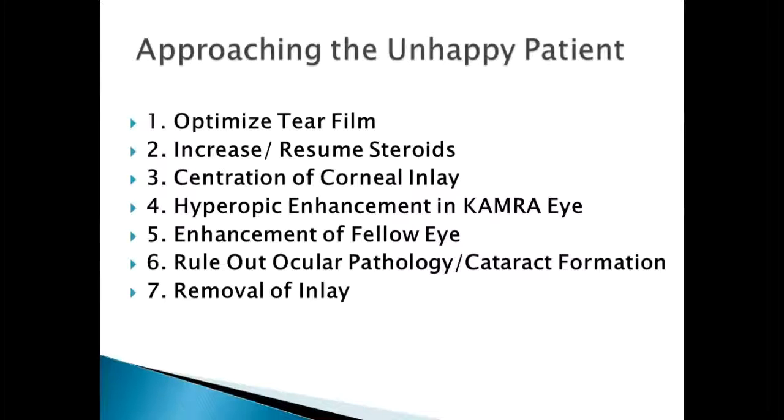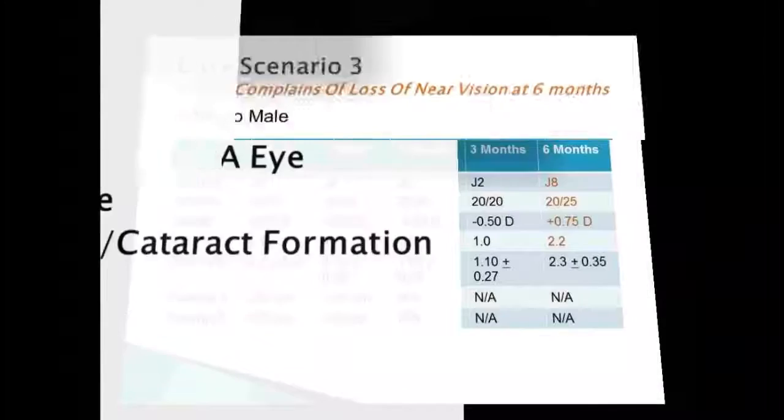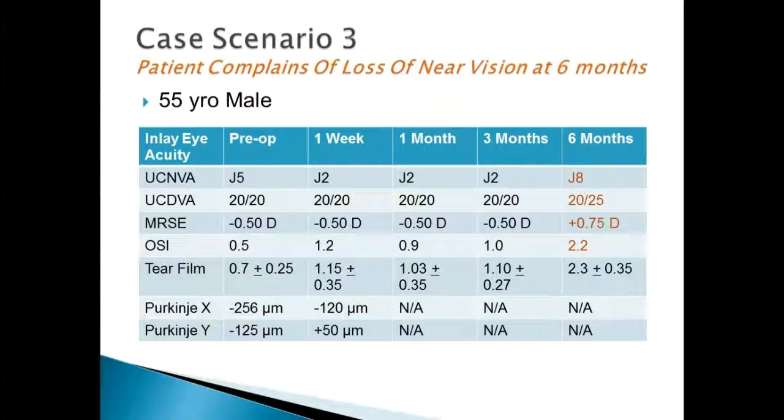So we're back to that same list again about all the things that you're going to be looking for, and we're going to go into the next case. If you look at this case, this is a patient who healed very quickly. At 1 week they were already 20/20 in J2, and they maintained that really well over the first 3 months. But at 6 months, all of a sudden there's a change. The patient has lost their distance. They're 20/25, but certainly not 20/20 anymore. They've definitely lost their near, and they're now refracting out at plus 0.75.